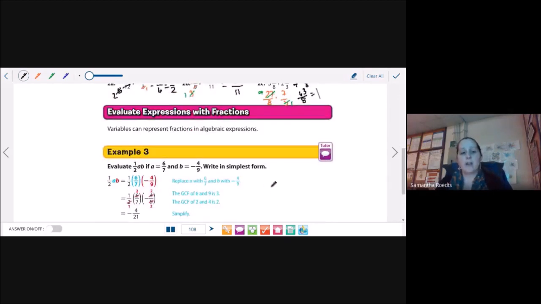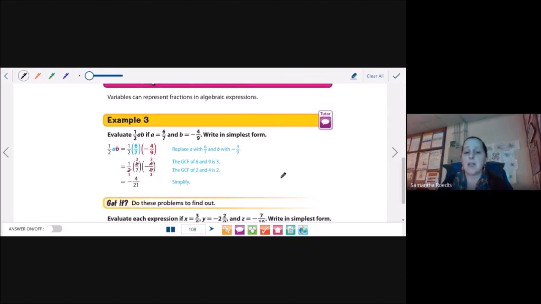Evaluate expressions with fractions. Variables can represent fractions in algebraic expressions. Example 3. Evaluate 1/2 times AB if A equals 6/7 and B equals -4/9. Remember that two variables right next to each other mean that we're multiplying them. Okay, there's an unwritten multiplication sign. So I have 1/2 times 6/7 times -4/9.